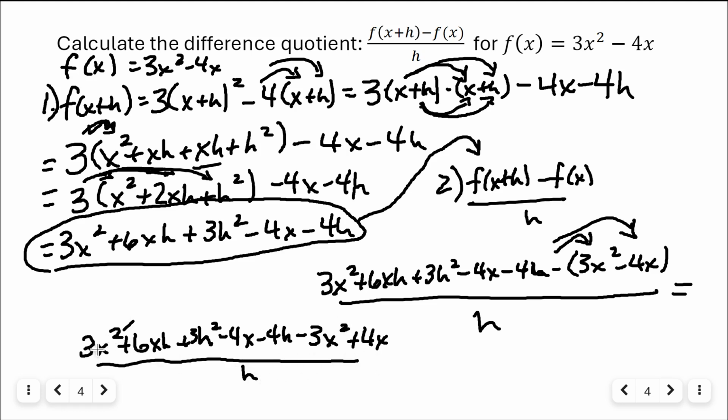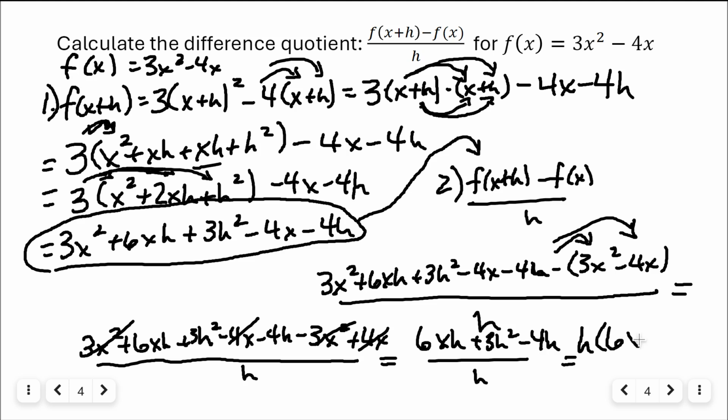So now 3x squared minus 3x squared, negative 4x plus 4x. And I'm left with 6xh plus 3h squared minus 4h over h. So take a look in the numerator. I'm trying to get this h to go away somehow. I can't combine any of these, but there is a GCF. H is in all 3. So I'm going to take out 1 power of h, take out 1 power of h all over h.